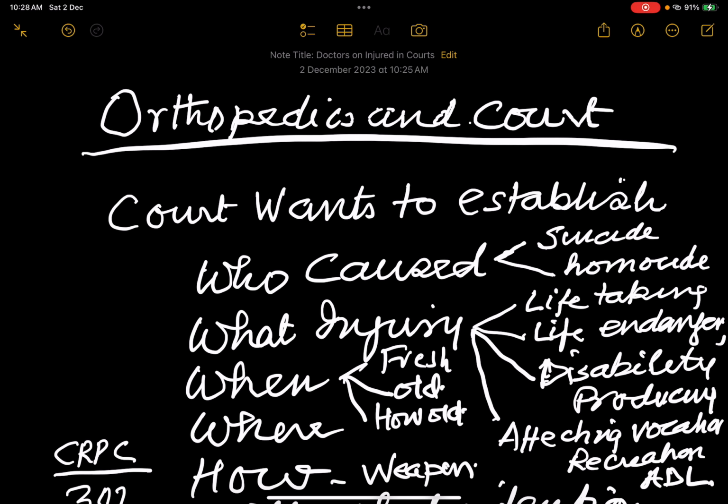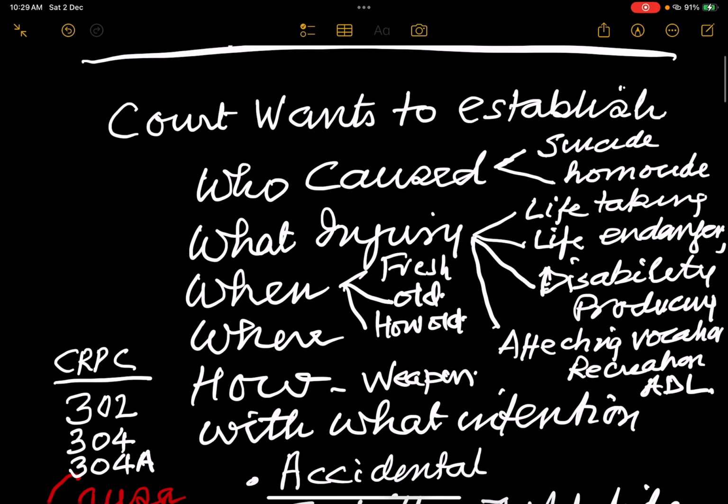Now we put you in a situation where you have received a summons from the court to give evidence about a patient you treated who was injured. So let us understand what the court wants to establish first. The first thing is who caused it: homicide or suicide. Especially in strangulation, it may be hanging or strangulation.